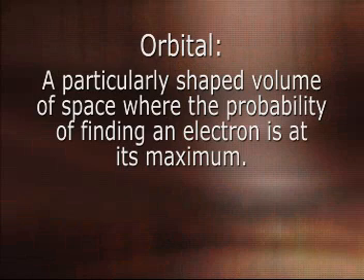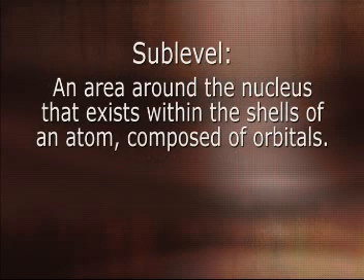An orbital is defined as a particularly shaped volume of space where the probability of finding an electron is at its maximum. A sublevel is an area around the nucleus that exists within the shells of an atom. Sublevels are composed of orbitals that can hold a definite number of electrons. The amount of sublevels in an atom is determined by the amount of shells present in the atomic structure.